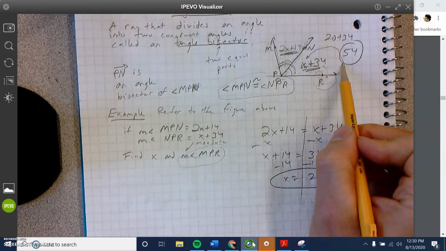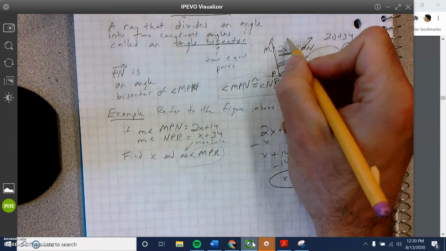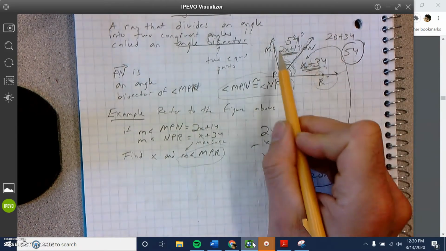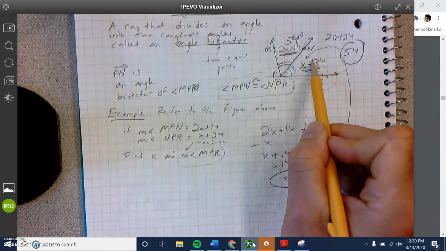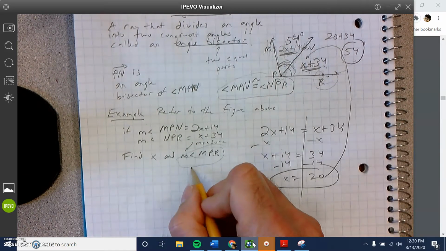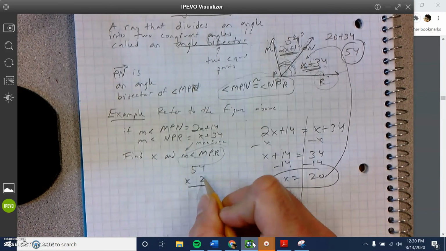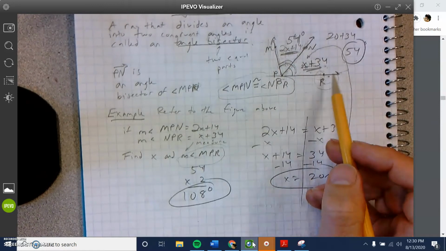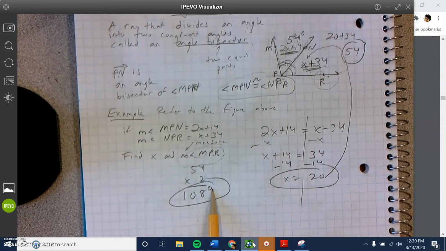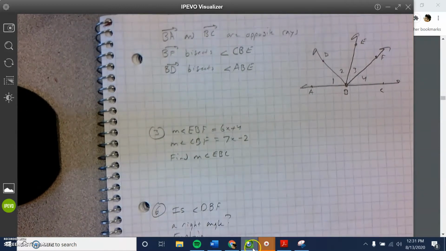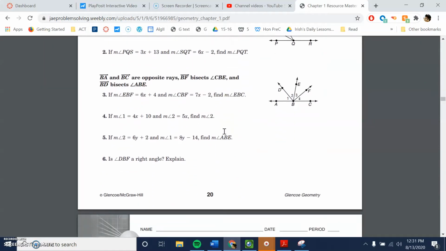So if this is 54 degrees, how much is this angle right here? Also, yeah, 54 degrees. So if this is 54 and this is 54, what is MPR? It's going to be 54 times 2, or 54 plus 54, and that's going to be 108 degrees, which makes sense because that's obtuse. Got it. Okay, so we got x, we got the measure of angle MPR. Nice job. All right, let us continue. So we're going to do number 2 on the next page, right here.